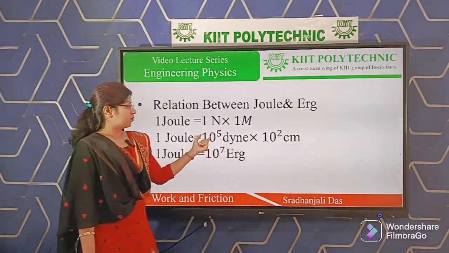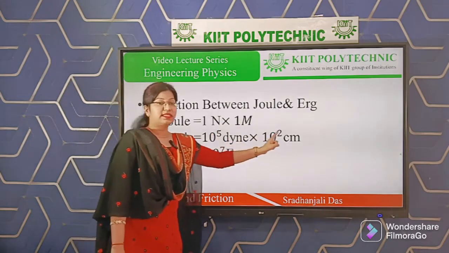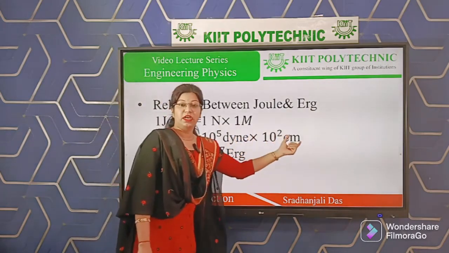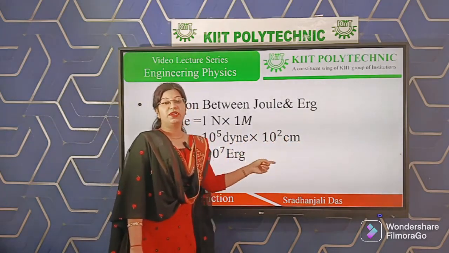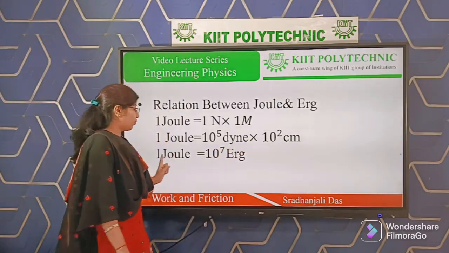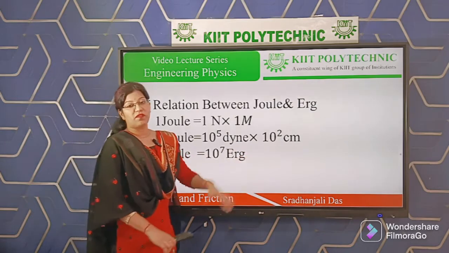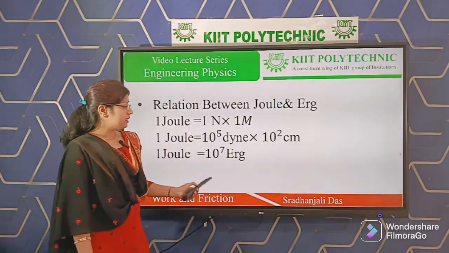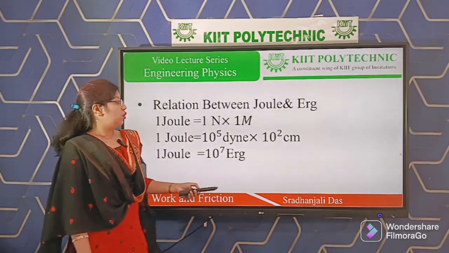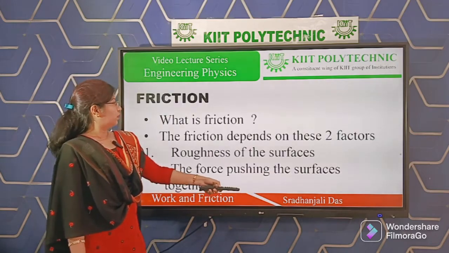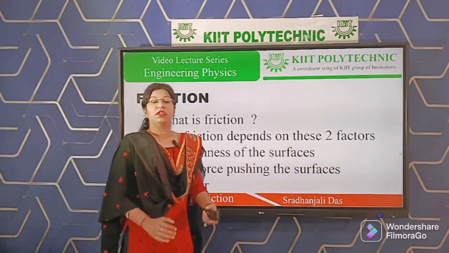So finally this is equal to 10 to the power 7 dyne centimeter, where the dyne centimeter represents an erg. That's why 1 joule is equal to 10 to the power 7 erg. This is the relation between the joule and the erg. So these are all about work.